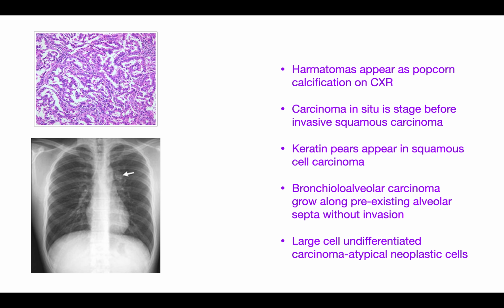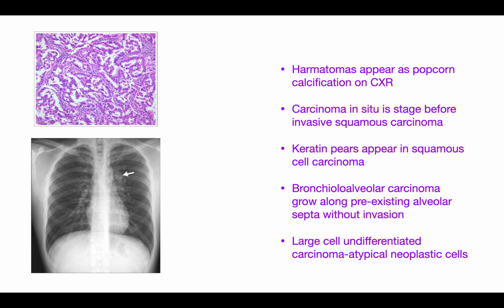Hamartomas are going to present as the popcorn calcification on the chest X-rays. Remember, hamartomas are normal tissue, but it's disorganized. Like the architecture is normal, but the tissue is supposed to be there. The other one, the choristoma, is going to be normal architecture, but that's not the type of tissue that's supposed to be there. Like the Meckel's diverticulum, it's pancreatic tissue in the intestines.